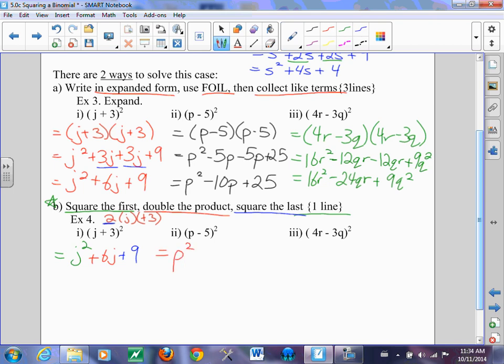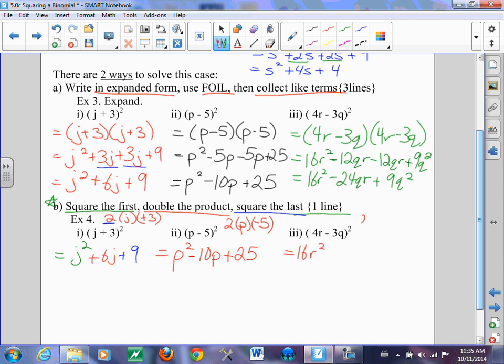Double the product. I usually tend to do this. Write this out on the side or in a margin, so I show my work. So it's going to be minus 10p, and then square the last is positive 25. Okay, last one. This one's a little harder. Okay, square the first, so 4 times 4 is 16. R times R is r squared, right?